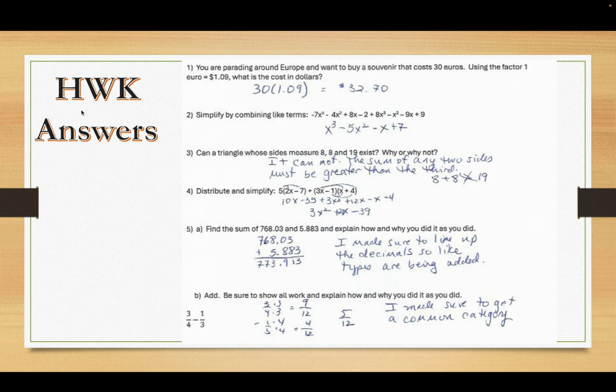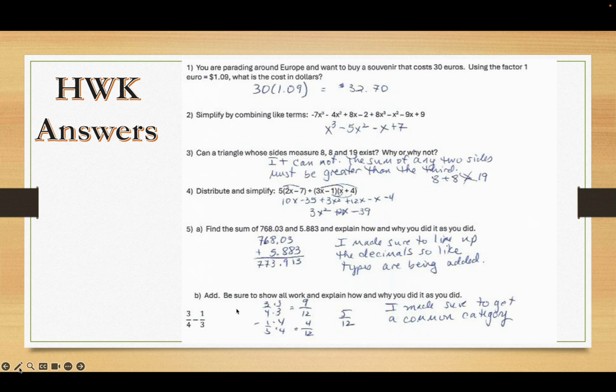Next one is to add. Be sure to show all work and explain why you did it. And this is the subtraction of two fractions, which is just adding the inverse. Anytime you add or subtract, you need to make sure that you have a common denominator, which is a common category. So the work is shown right there.